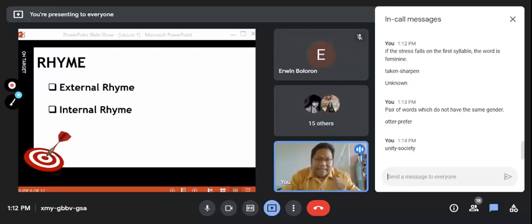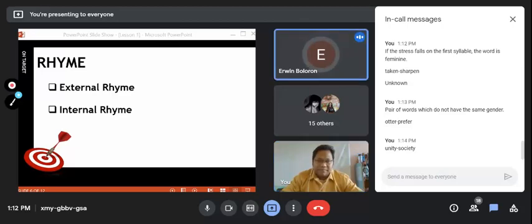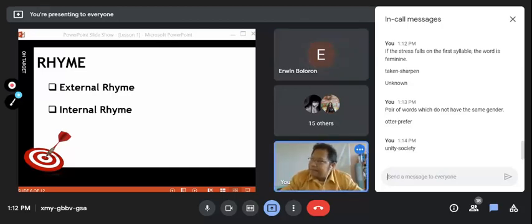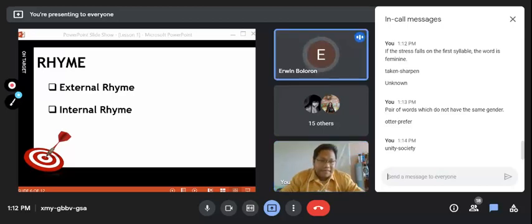The key is the proper pronunciation of each word. Go, Erwin. How do you pronounce the first word, Erwin? Again? Where is the stress? Accent. Sorry, where's the accent?